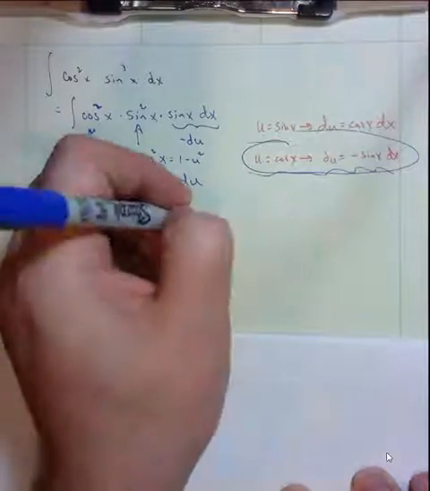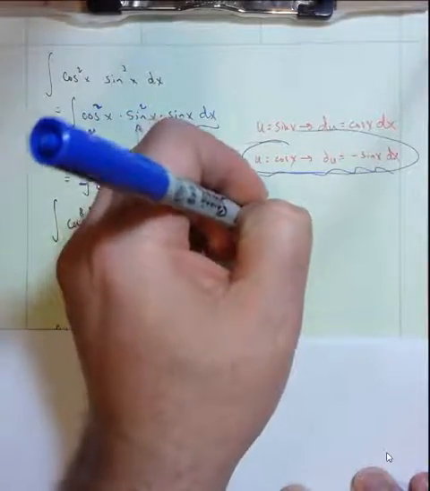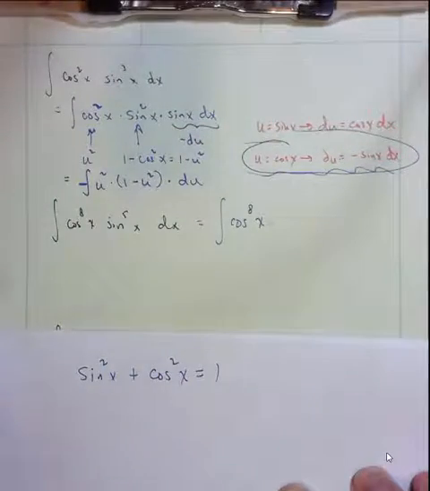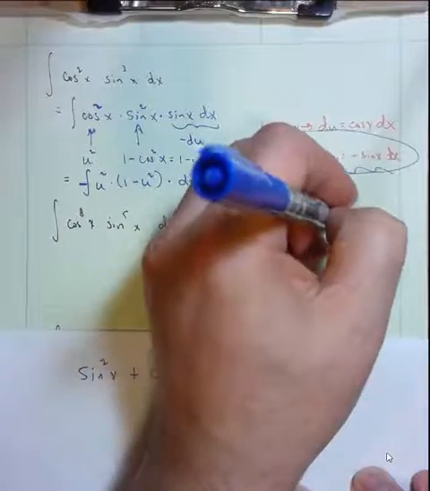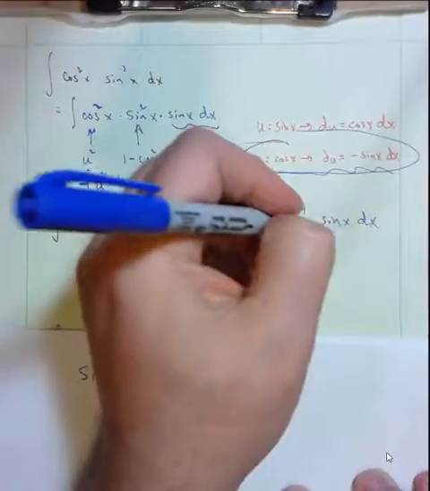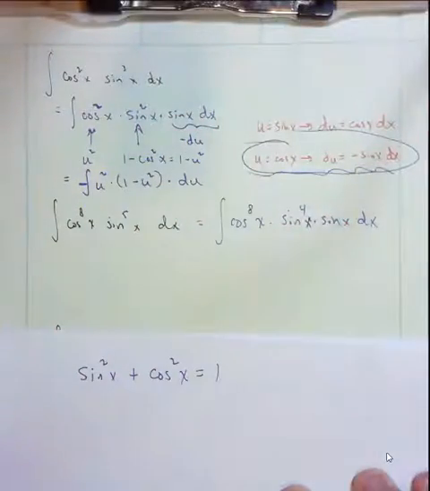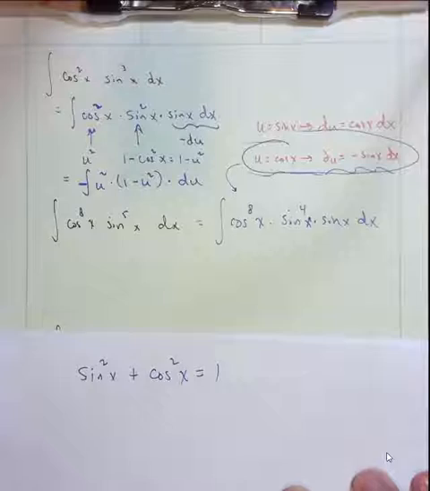So I'm going to do the same thing I did above. I'm going to write this as cosine to the 8th times sine to the 4th times sine of x dx. Whoops, I forgot an x. Good grief. And I'm going to use this substitution all over again.